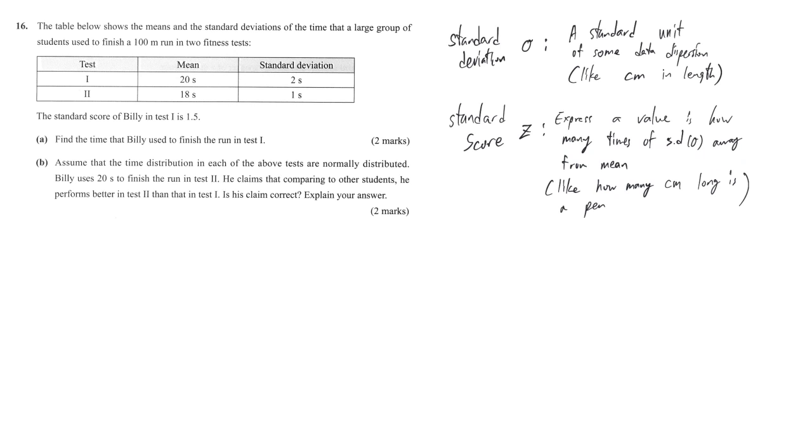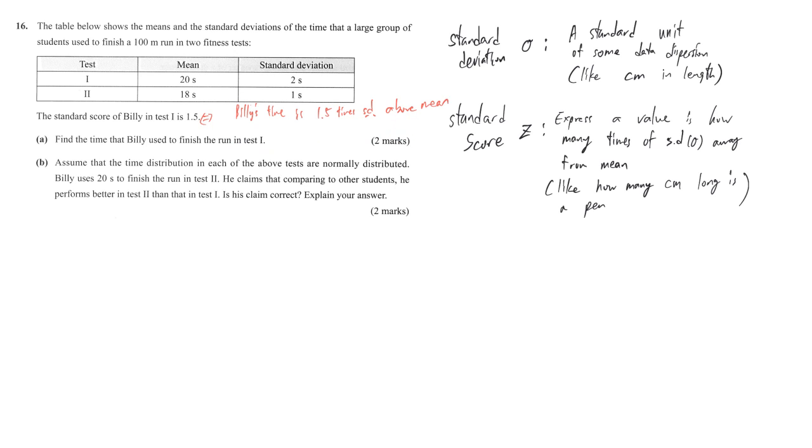And if you use length to present it, it seems like I'm asking how many cm long is that. Now they tell you the standard score of BD in test 1, so we apply the first row and know the second row, and it's 1.5, so we have to interpret this sentence. This sentence means the BD time is 1.5 times of SD above mean. So make sure you know how to interpret this one.